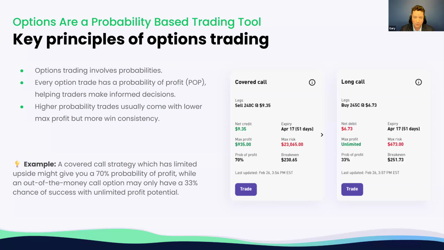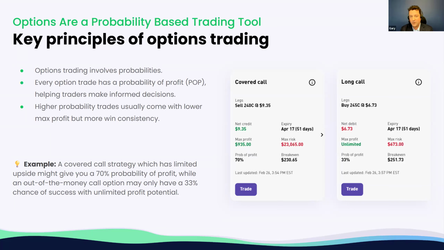Okay, so what do we care about trading options, right? Options is ultimately a probability game. One of the key principles to understand is that every single options trade, whether it's a simple call purchase or a multi-leg strategy, has an associated probability of profit. The POP, you will see here. We call it POP. That POP really helps us frame expectations before we even place a trade. This is important. It allows us to compare strategies not just on payout potential, but also how often they are statistically likely to win, which is also extremely important.